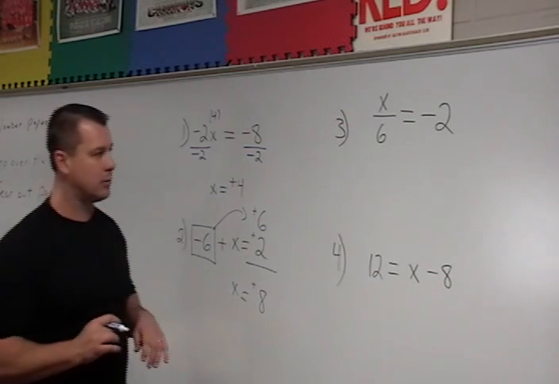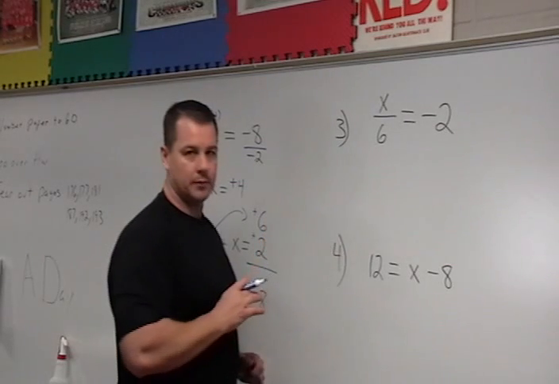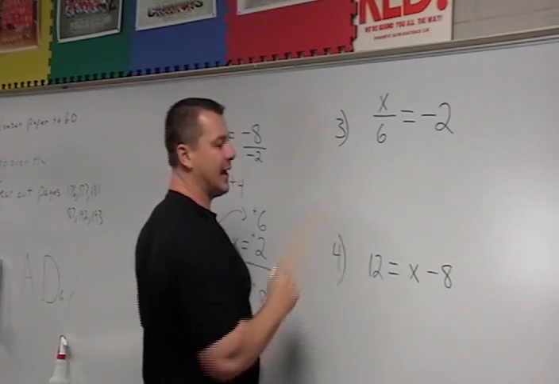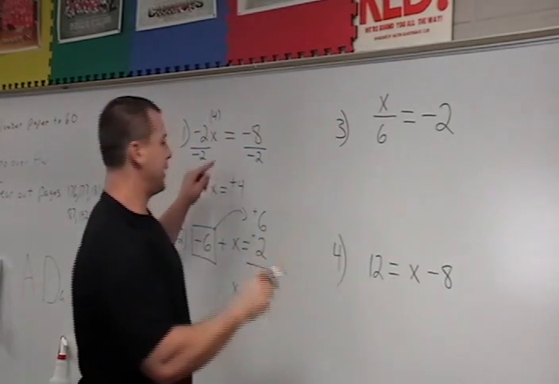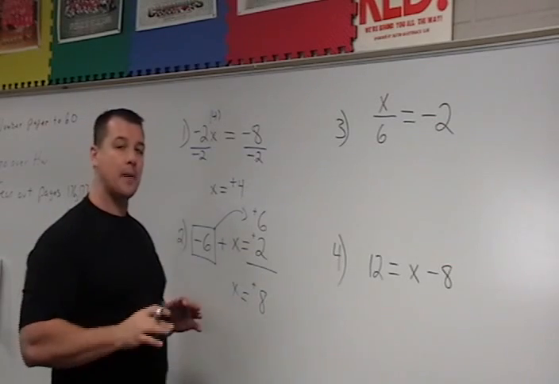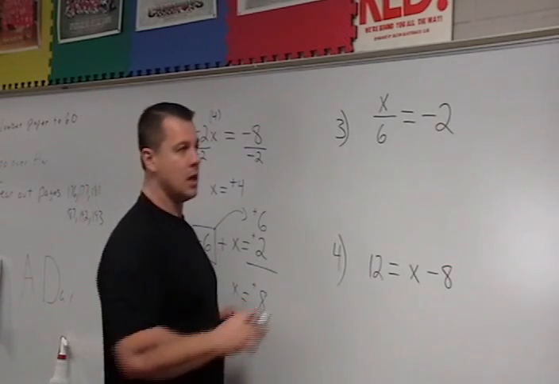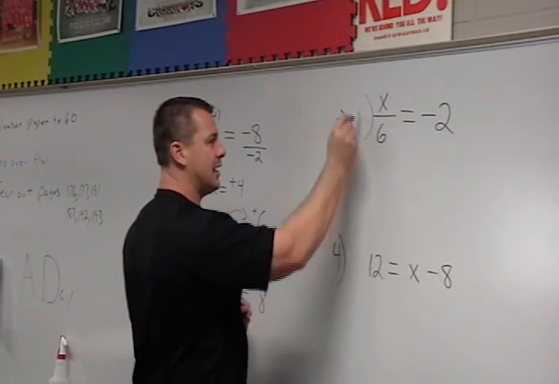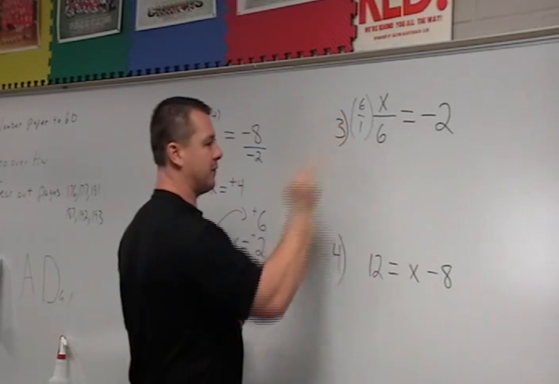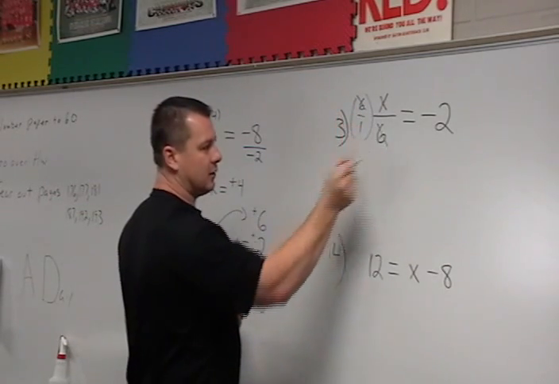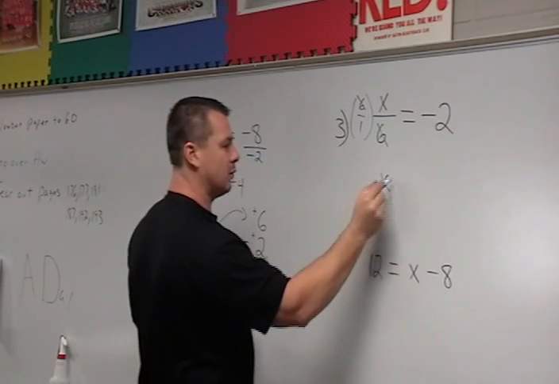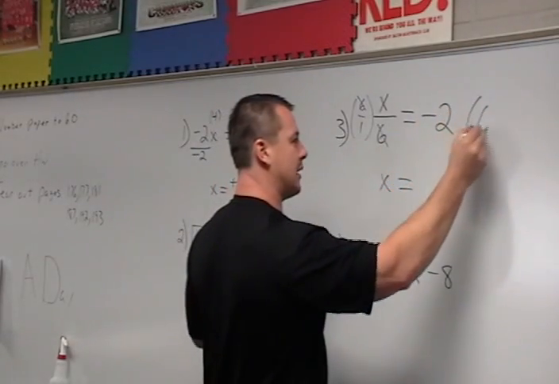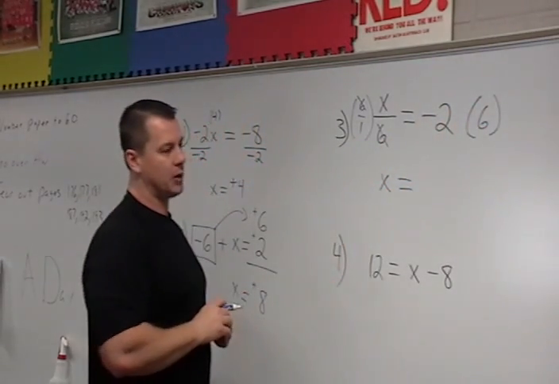Alright, moving on to problem 3. This is our division problem. We have x divided by 6. We have to get rid of that 6 so we get x by itself. Well, division and multiplication basically are the same rules. You do the opposite operation to get rid of the number. So the opposite operation of division is multiplication. And since this is a fraction, I'm going to multiply it by a fraction. The 6's will cancel out, leaving me just the x on this side, which again is our goal. So if I multiply this side by 6, I need to multiply this side by 6 to maintain equality in the problem.